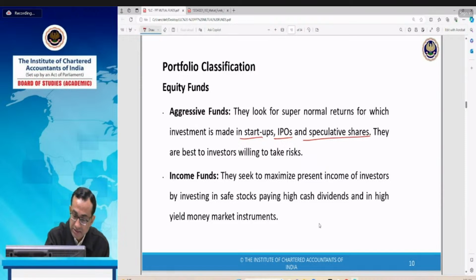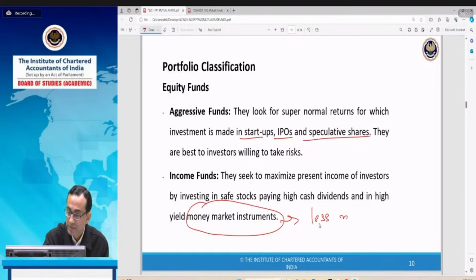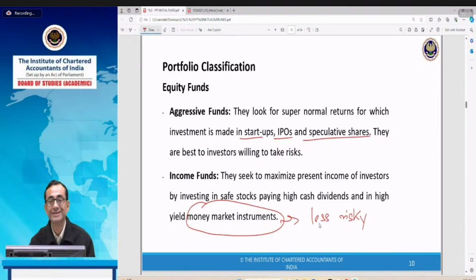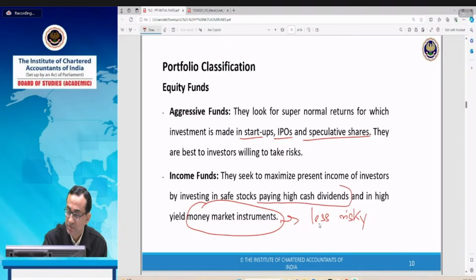And these money market instruments are considered less risky because they are for a very short period of time. Speculation is less in their case, and also in the case of government securities. Good large companies which regularly pay dividends are also considered less risky. So the purpose of income funds is to invest in money market instruments or in companies paying high dividends regularly, to reduce the risk of the investors. So these are for risk averse investors, or those who are not willing to take more risk.